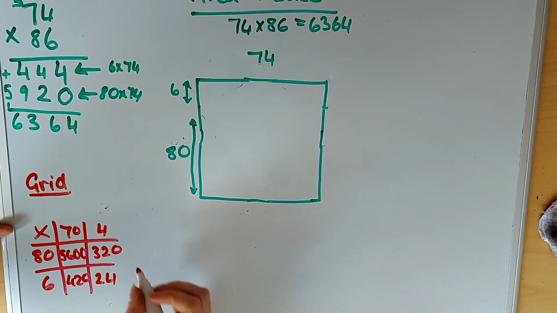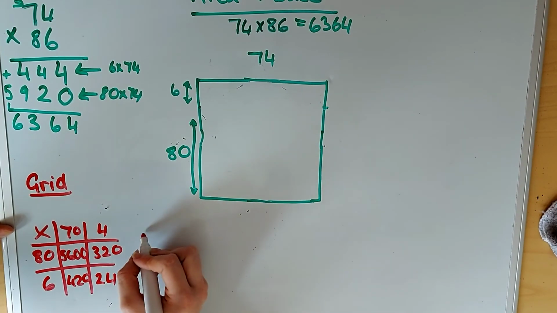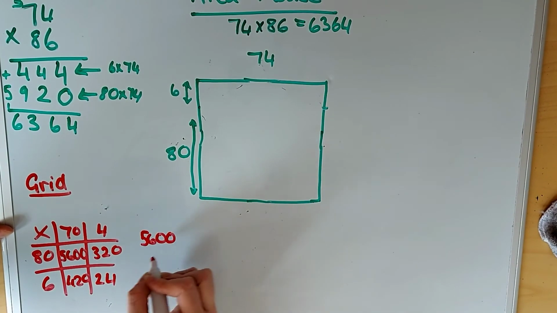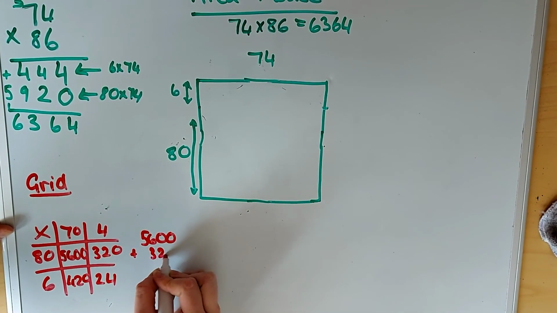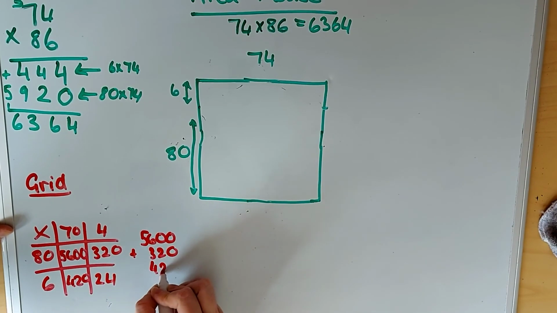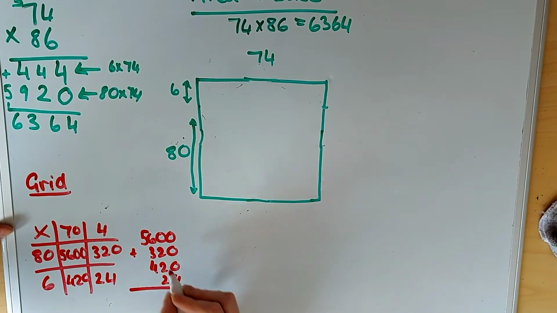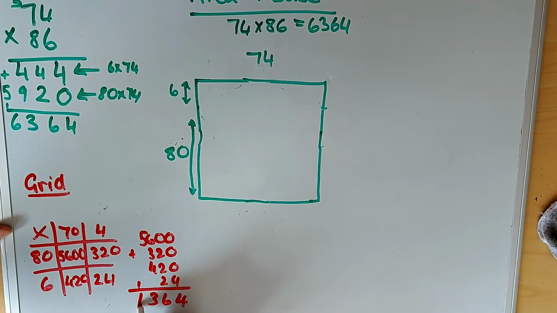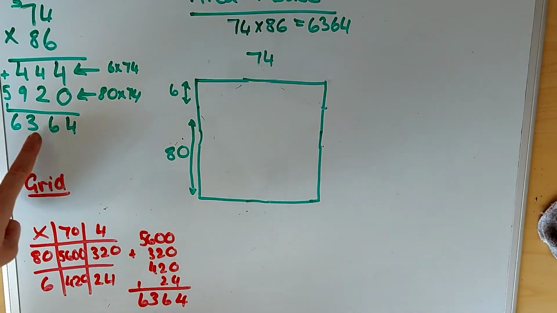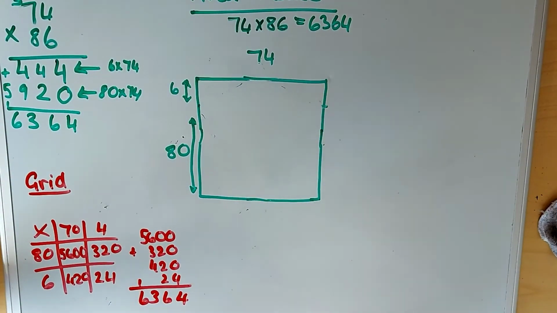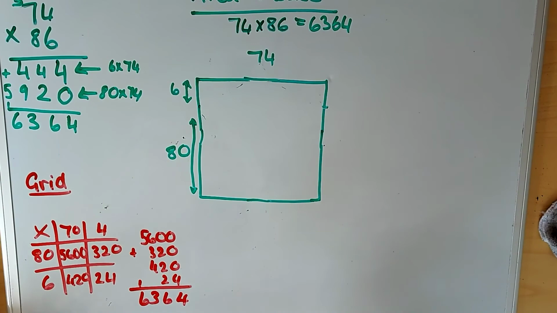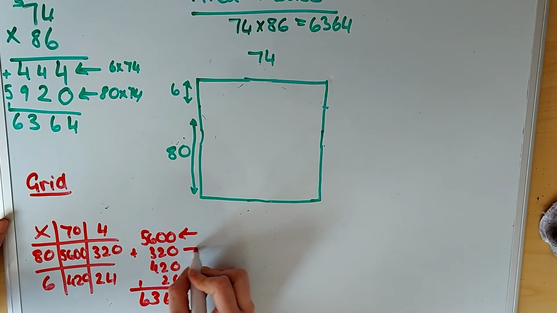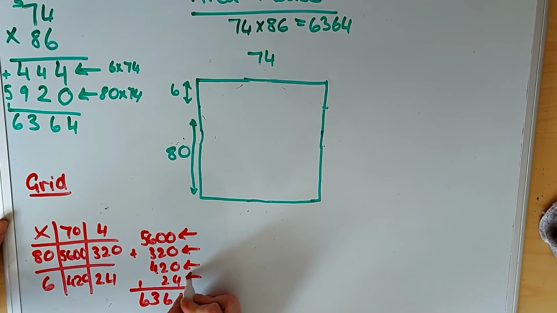So to get my answer here, I need to do 5,600 plus 320 plus 420 plus 24. So that'll leave me with 6,364. So again, I've got to the same answer, which means it should fit into this area. But what do these values actually mean?